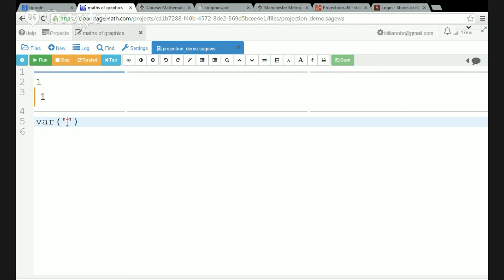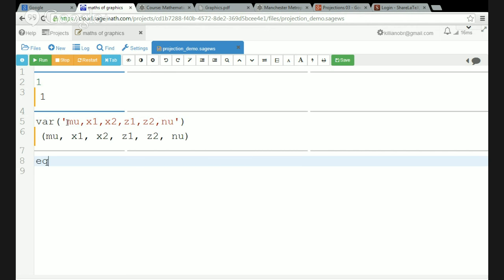So we just want to name all the parameters. Well, there's a mu in there. There's an x1, an x2, a z1, a z2. What else is in there? The f and lambda have gone because we're substituting them out. Is that everything? U, x1, x2, and the nu is in there as well. Okay, so we need to set up all those variables.